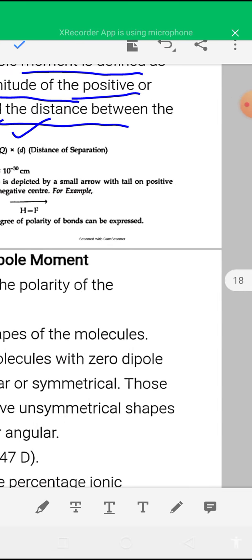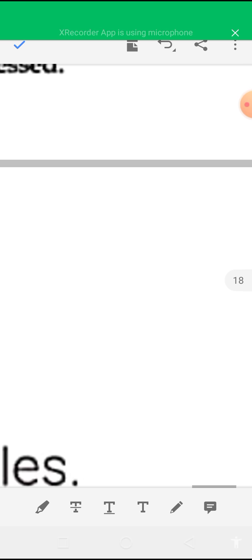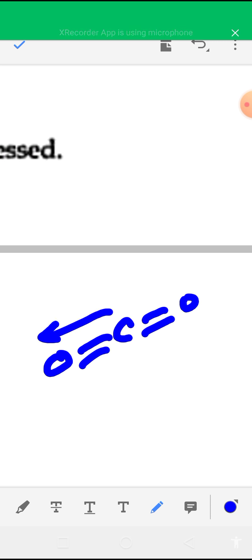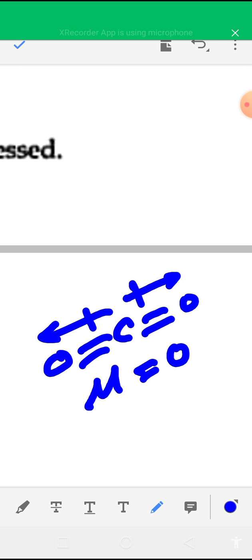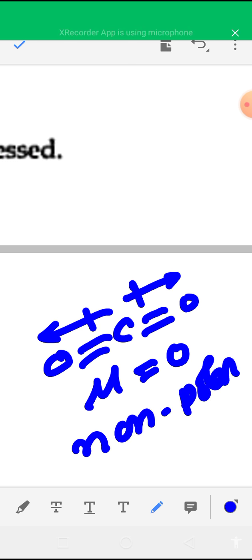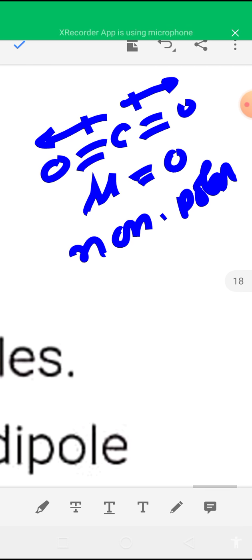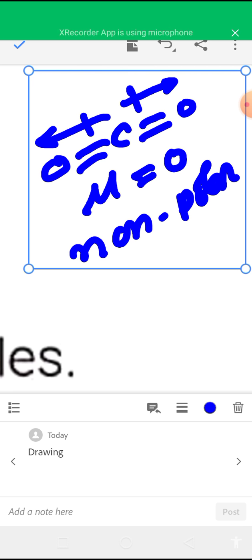If the dipole moment of a molecule is 0, then the molecule is non-polar. For example, in CO2, the bond moments of the two CO bonds are opposite to each other. So the net dipole moment mu is equal to 0 for carbon dioxide. So CO2 is a non-polar molecule. And if the dipole moment is not 0, then the molecule is a polar molecule.